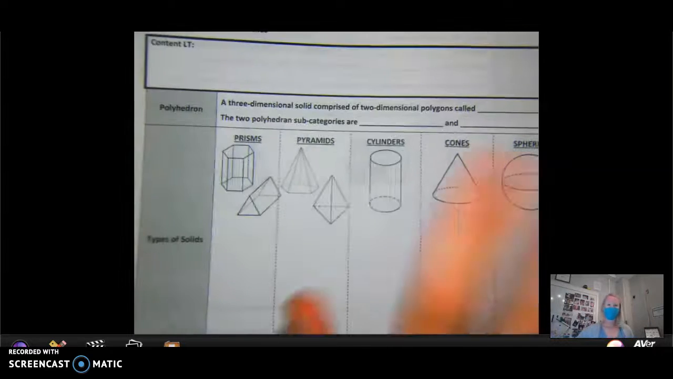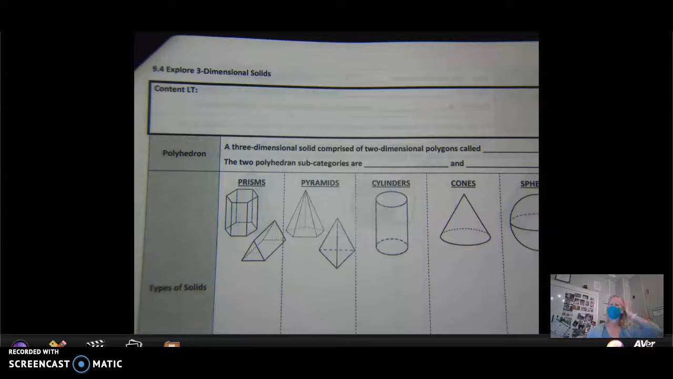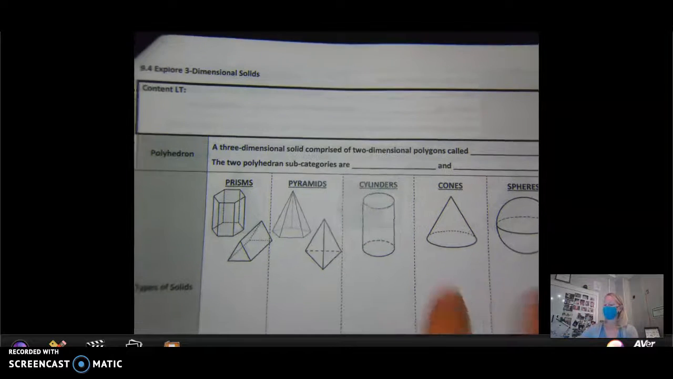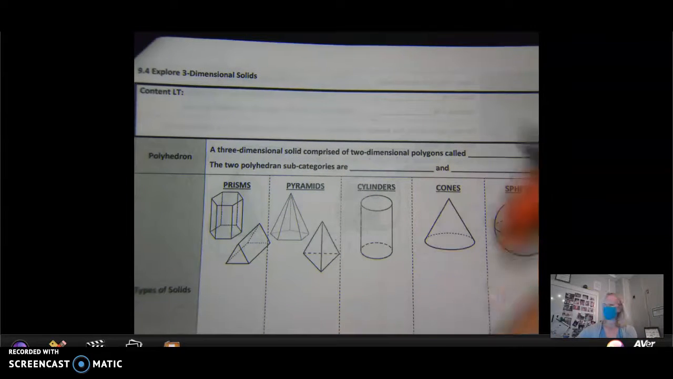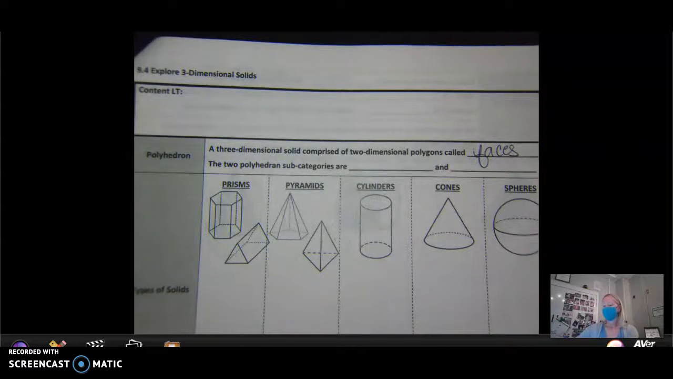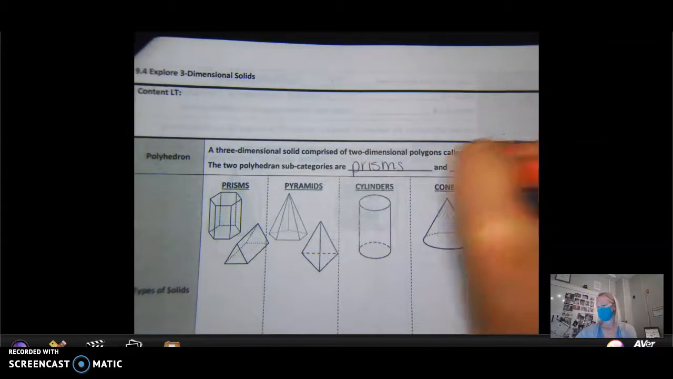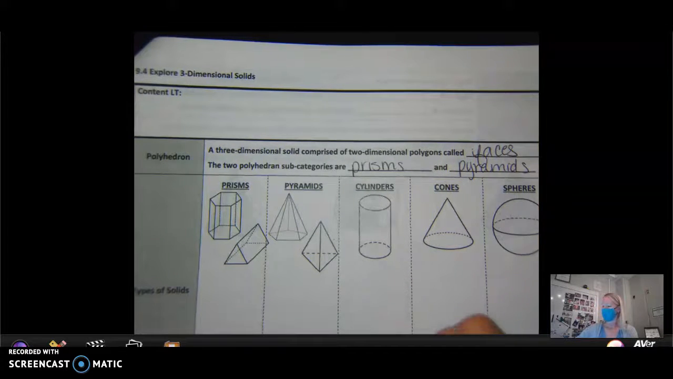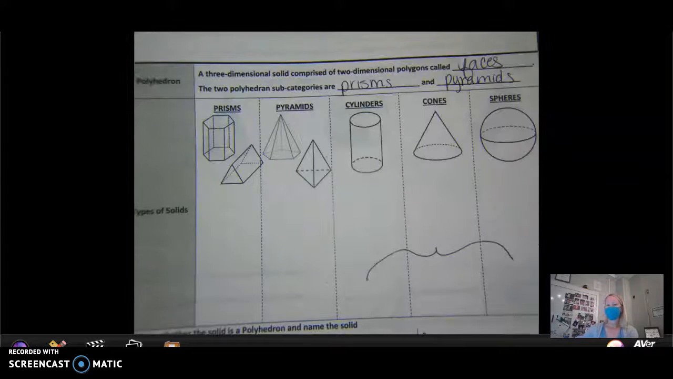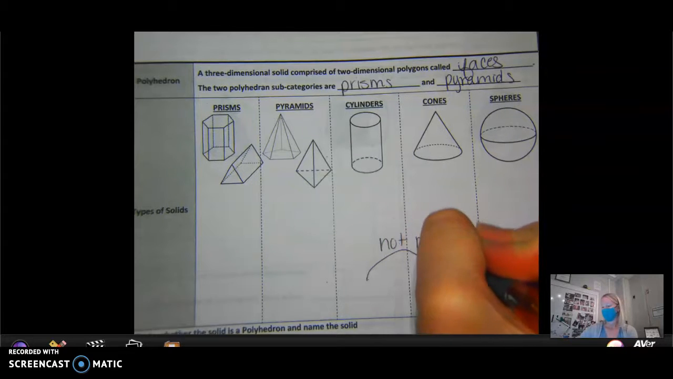9.4, we're naming this 9.4. This is a true 9.4 if you were ever in your book. Three-dimensional solids. So, a three-dimensional solid is comprised of two-dimensional polygons called their faces. The polyhedrons can be subcategorized as prisms and pyramids. These three right here are actually not polyhedrons.